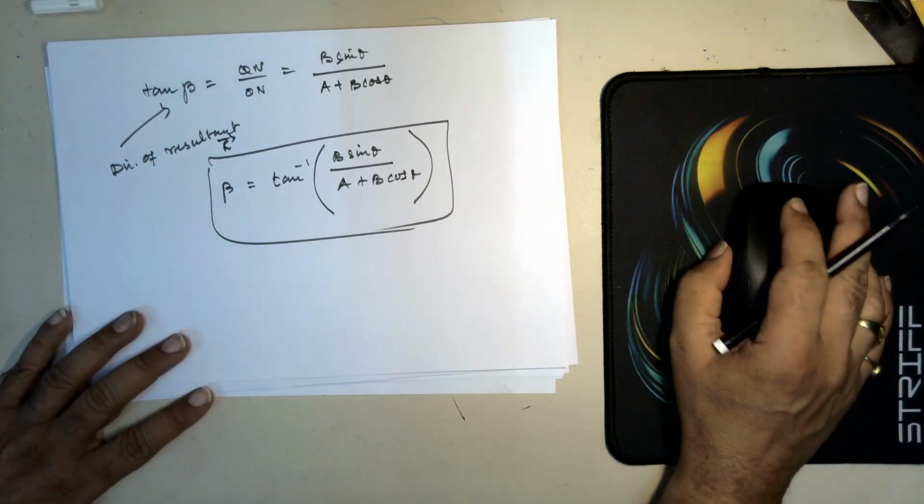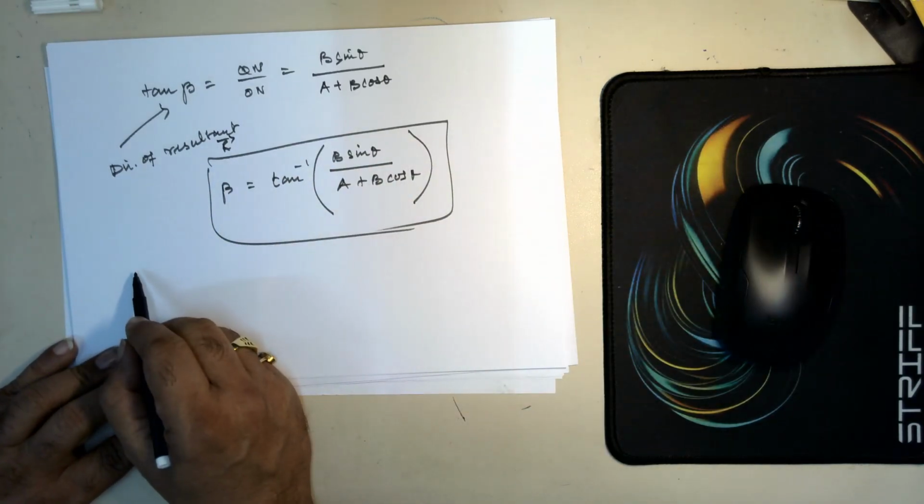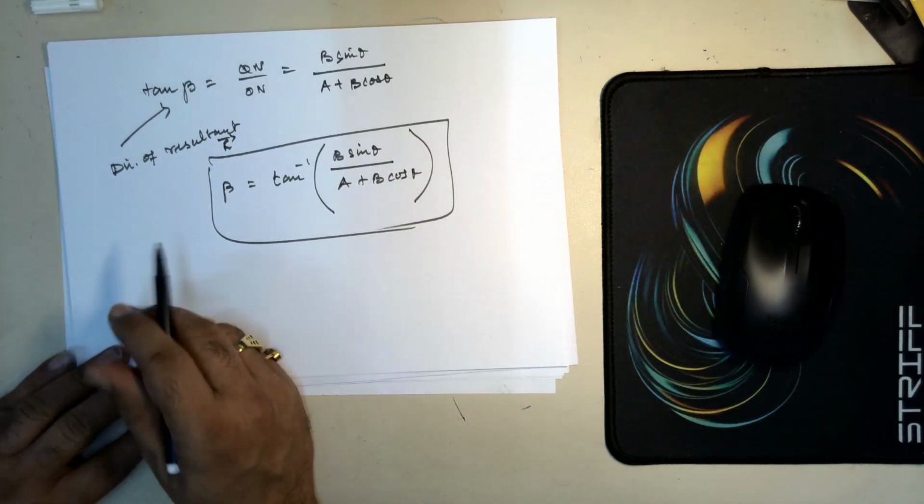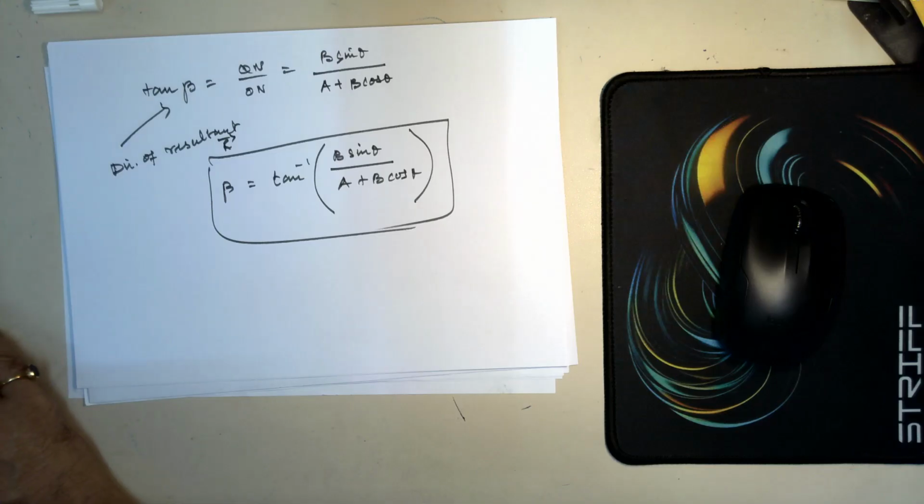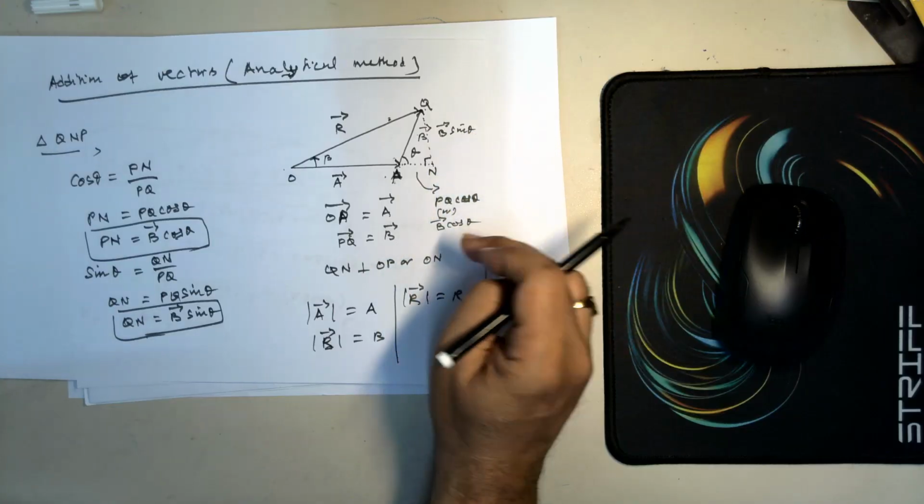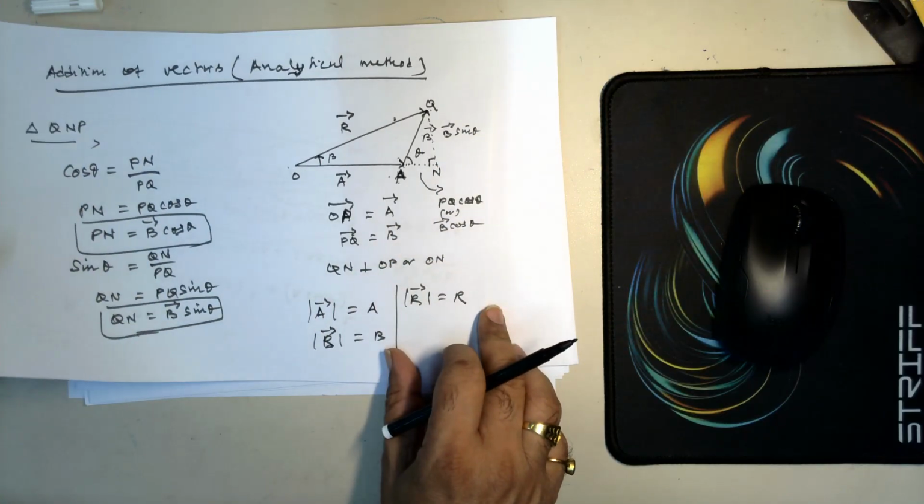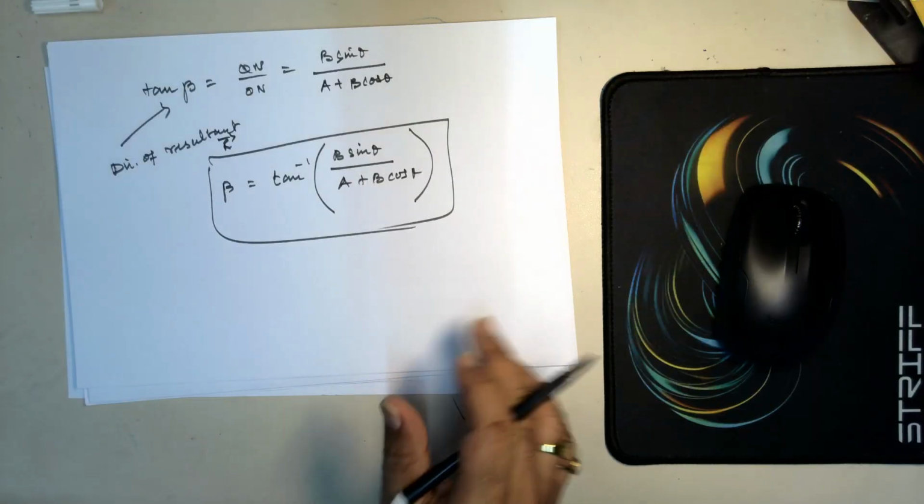Now let us analyze some of the cases. Now we should go by known values only. We have already found out this B sin theta and B cos theta. So it will be very comfortable to get the equation in a reduced form.